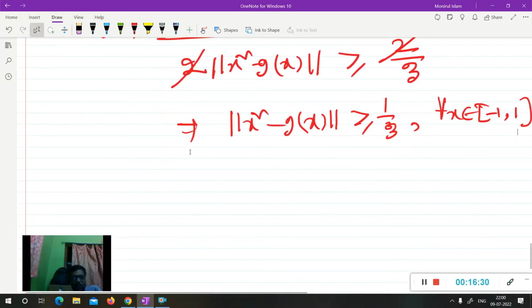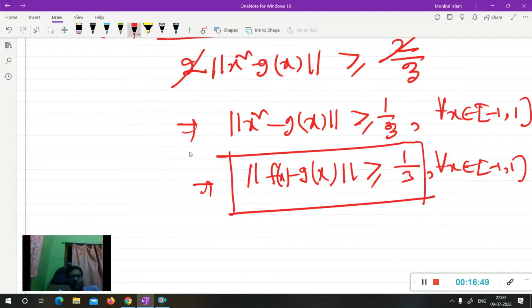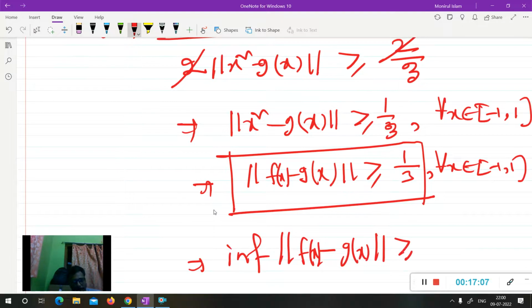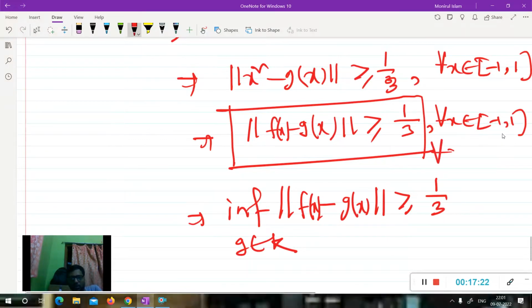Okay, so if you place again here f(x) equal to x², this gives ‖f(x) − g(x)‖ greater than 1/3 for all x belongs to [-1, 1]. Now we know, since f minus g is greater than 1/3 for x in [-1, 1], you can easily tell that the norm of f(x) minus g(x) will be greater than 1/3 where g belongs to K. Since this holds for f, it will also be true for any g belongs to K.